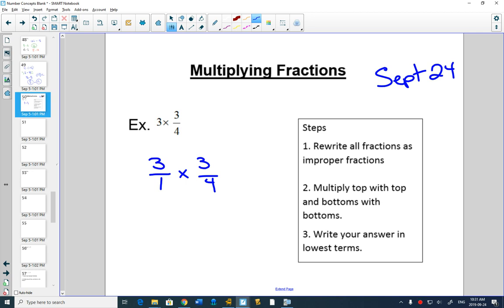Now, for multiplying, you multiply the tops with the tops and the bottoms with the bottoms. Now, that's not proper math terms. What should we call the tops? Numerators. And the bottoms? Denominators. But writing the word top is quicker than writing a numerator. So that might make it a little bit easier to learn. And then write your answer in lowest terms. So for your work now, for multiplying, 3 times 3, that's 9. 1 times 4, that's 4.